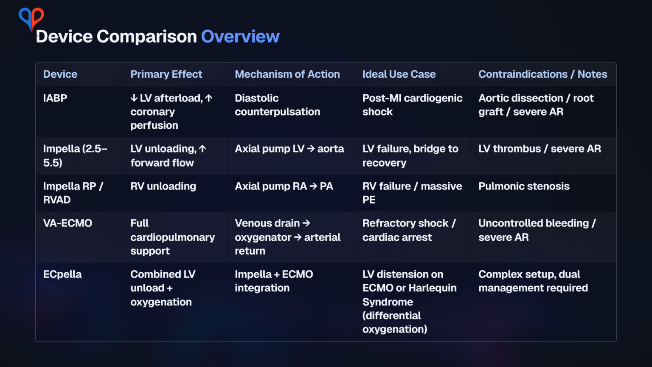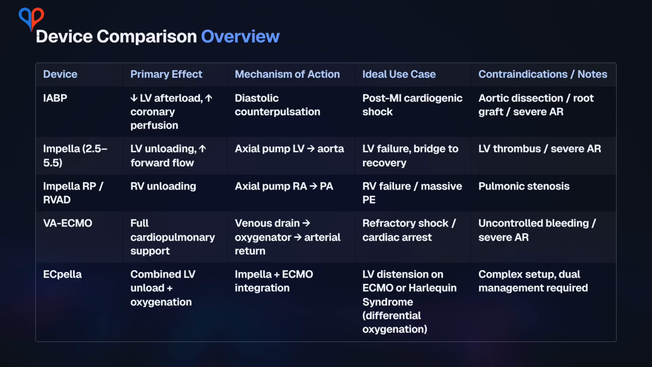Mechanical circulatory support, MCS devices, restore perfusion when the native heart can no longer sustain flow. Each device works through a distinct physiologic mechanism. Intra-Aortic balloon pump, IABP, inflates during diastole to increase coronary perfusion and deflates just before systole to reduce afterload. It is indicated for ischemic cardiogenic shock after myocardial infarction, but contraindicated in aortic root grafts, aortic dissection, or severe aortic regurgitation. The Impella system is an axial flow pump that directly unloads the ventricle.